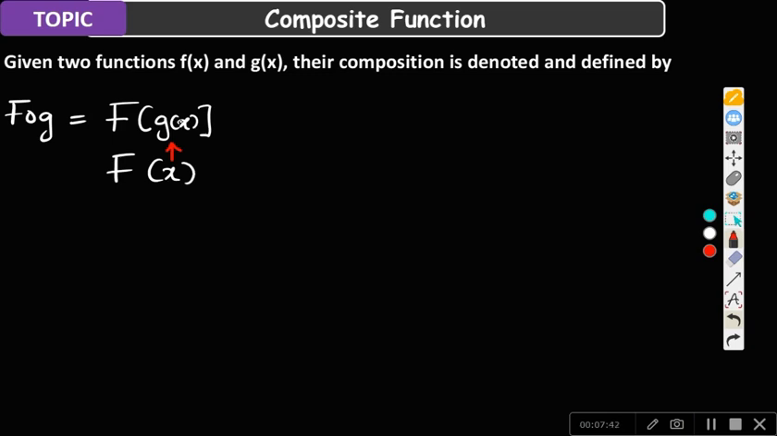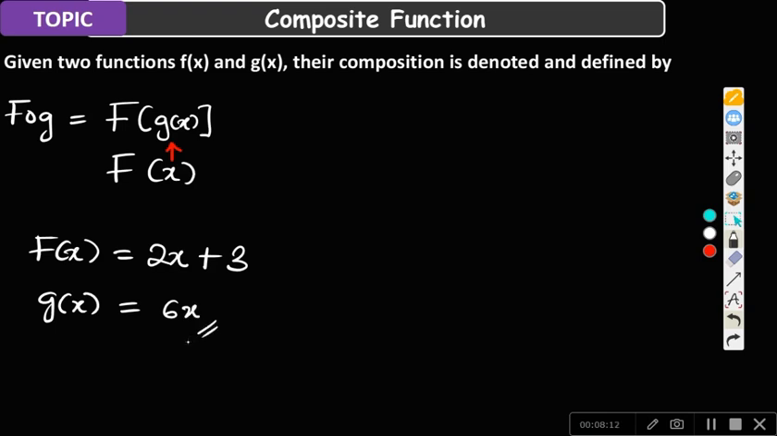Now, listen. If you are given an expression of f of x, let's say they gave you f of x is equal to 2x plus 3. And then they give you g of x. And g of x was given to you as, let's say, 6x. I'm just using this to give an example.